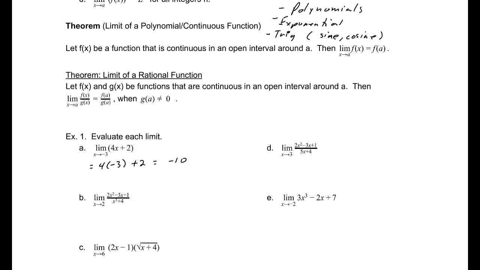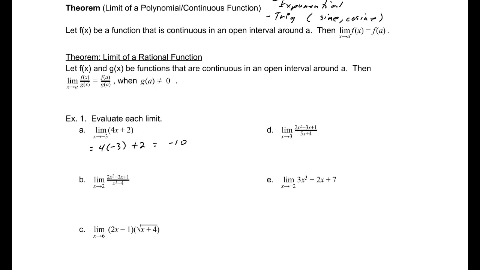Okay, so the first one, it's a polynomial, it's a linear function. We can evaluate at negative 3. We can just do that because it's a continuous polynomial. All right, part B, this is continuous as long as we're not dividing by 0. So we are not dividing by 0 here. All right, our denominator is not equal to 0 as we plug in 2. So we can just evaluate this.